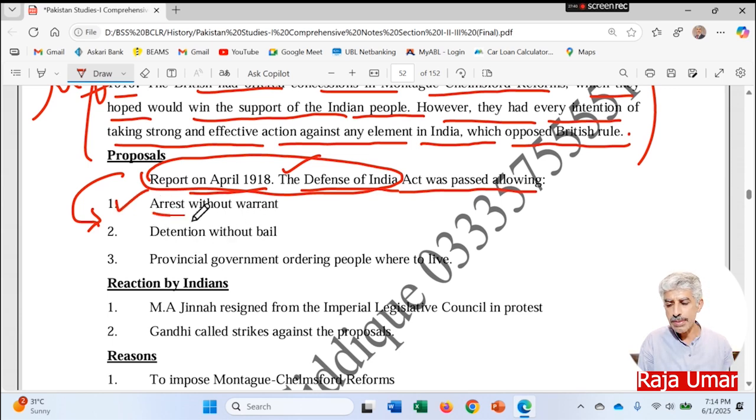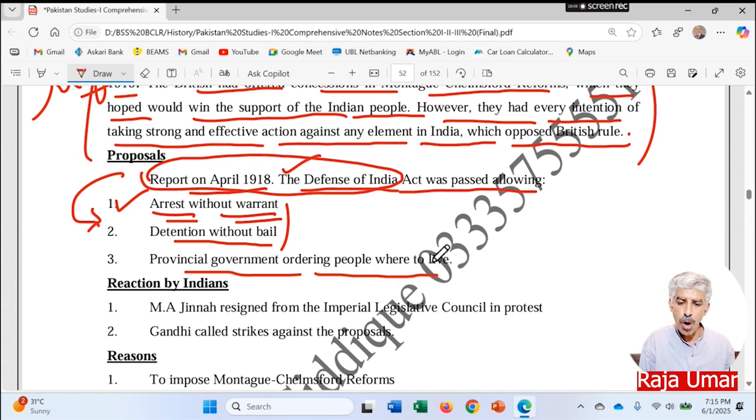Arrest without warrant. Anyone could be arrested without showing the warrant to the person, and that was totally against human rights, if you arrest someone without showing the arrest warrant by the court. Then detention without bail: someone can be detained for as many days as wanted, even if the person gets bail, still should not be released. So that was again a very cruel sort of point.